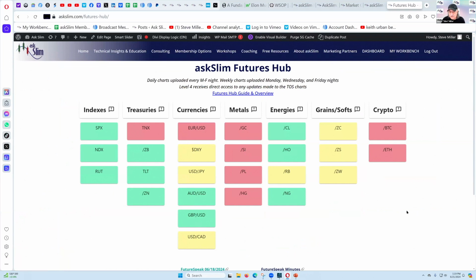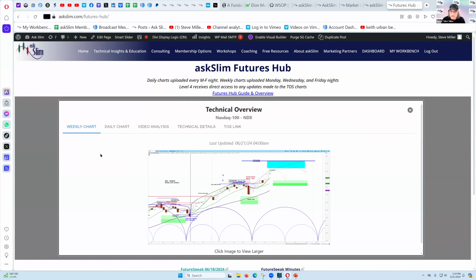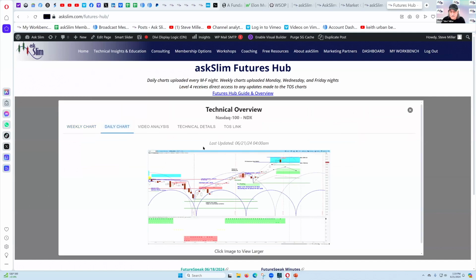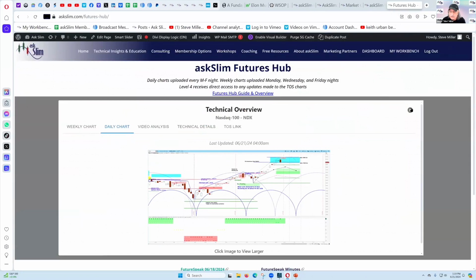So I just showed you the S&P 500 looking at the weekly daily chart. Well, you can look at the NASDAQ on here if you wanted to see that. It's going to bring up the weekly chart with our work. It has the levels in there. And the daily chart, that's here also. You can click on it. It's going to blow it up for you, and you'll be able to see that chart in the NASDAQ. It looks a lot like the S&P 500, right? Moving up to that top of that channel. So that's all in here in the Futures Hub.